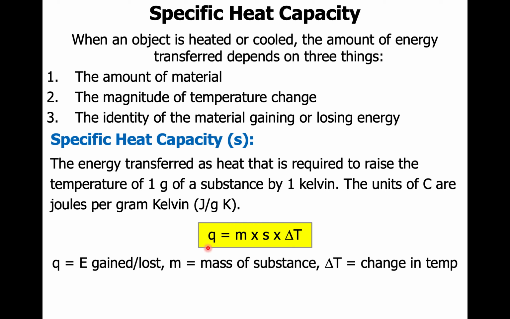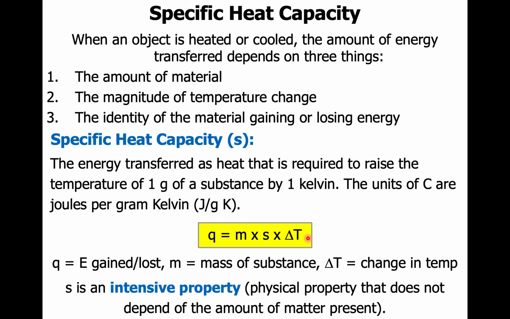And here's that equation. So the heat is equal to the mass times the specific heat, which is a constant for a specific substance, times the change in temperature. So Q here is heat. It has energy units, and is equal to the mass times the specific heat times the change in temperature. This S is an intensive property, which means it does not depend on the amount of matter present, only the identity of the matter. So water versus copper versus iron, different substances have different S values.